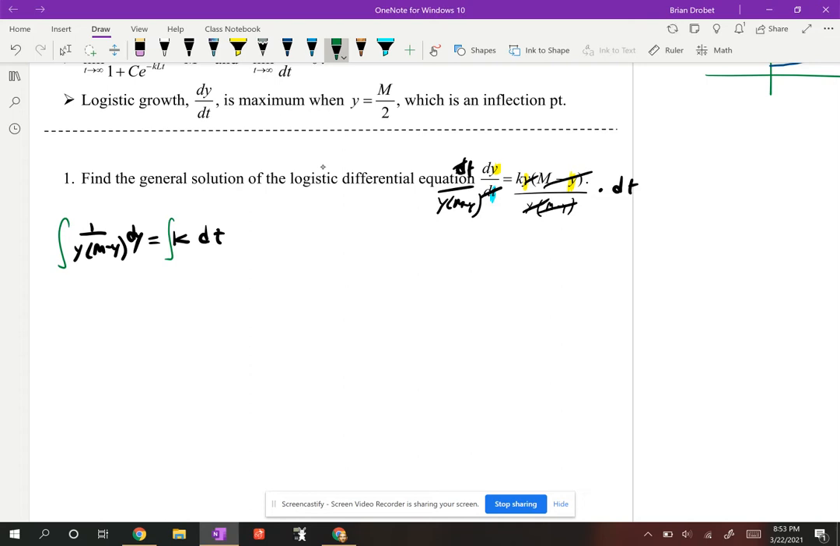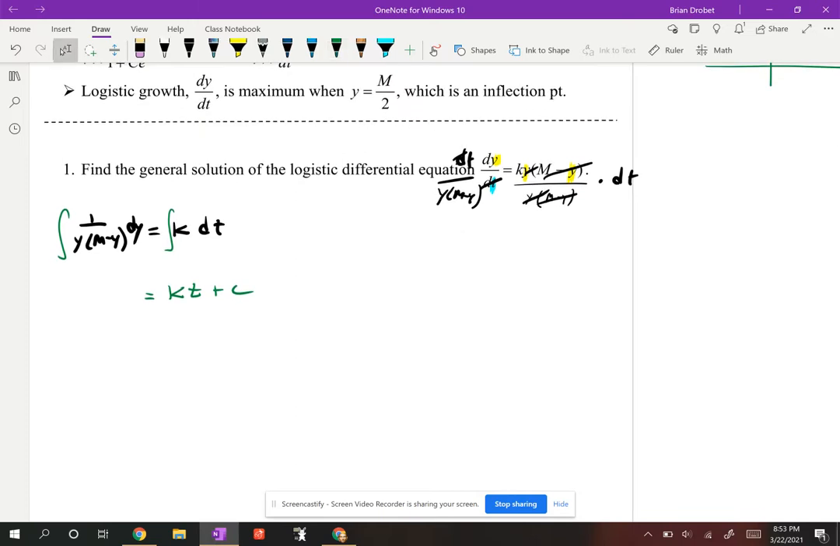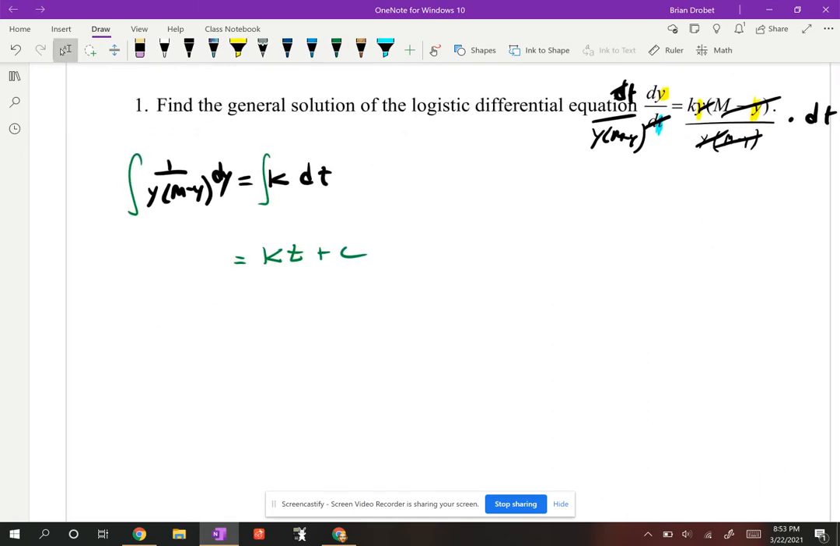Now the right-hand side is just kt plus c. Antiderivative of k, being a constant with respect to time, is kt plus c. The left-hand side is going to require a little bit more work. So I'm going to come off to the side here, and I guess I'll just do it right here. We're going to have to do a partial fraction decomposition on the left-hand side.